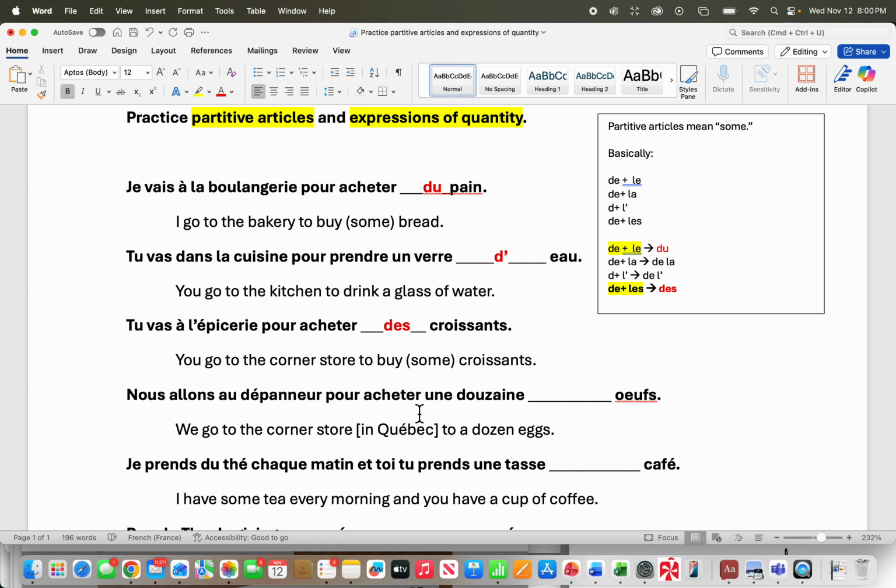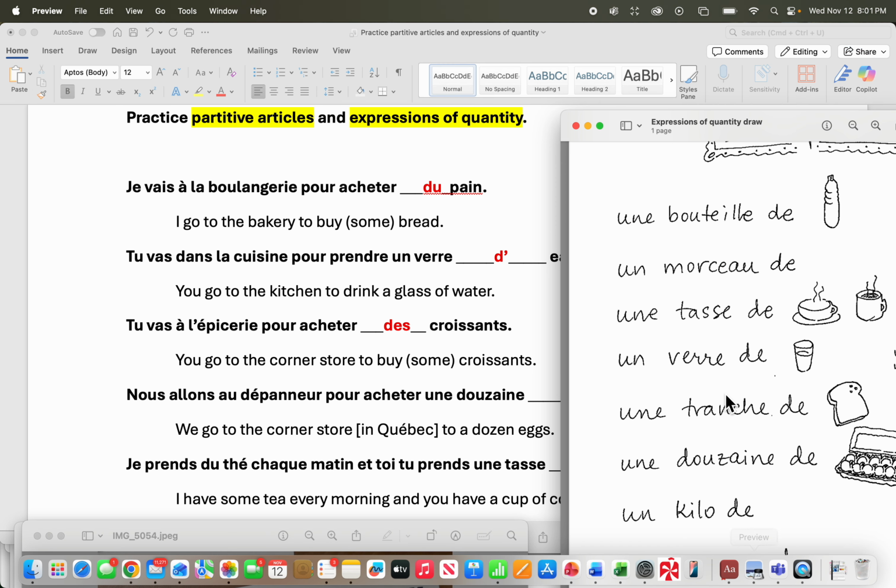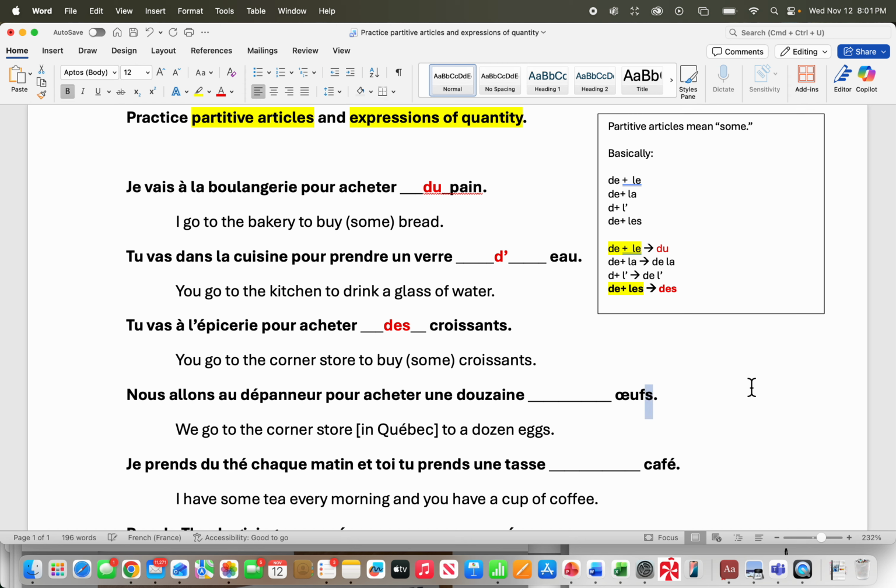Nous allons au dépanneur pour acheter une douzaine eggs. Okay, let's do this right. I'm going to hold down the O button until this thing comes up, and I'm going to put a 6. There we go. Nous allons au dépanneur pour acheter une douzaine. What's it going to be? Oh, look at this. Une douzaine de. Now, I just told you if something ends in an S, that it's going to be countable. But this is what we're talking about. A dozen, it is a set expression. So we're going to say D apostrophe. Une douzaine de.